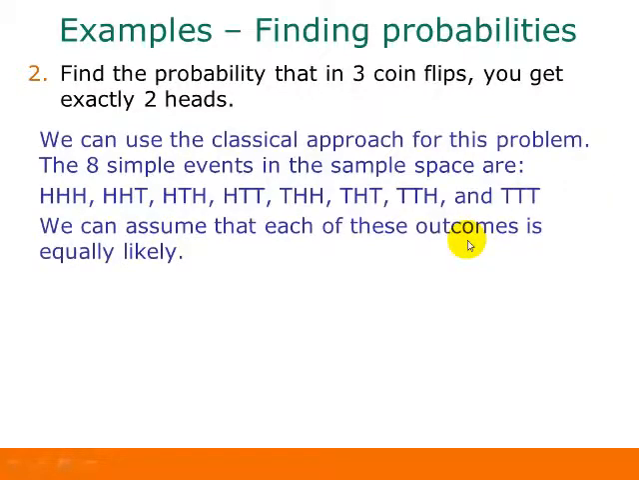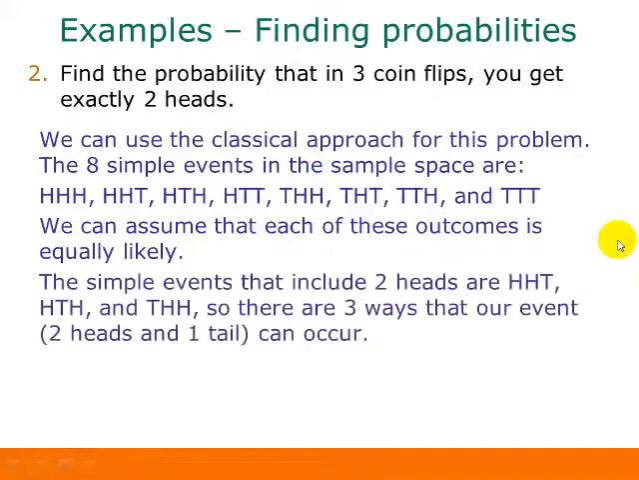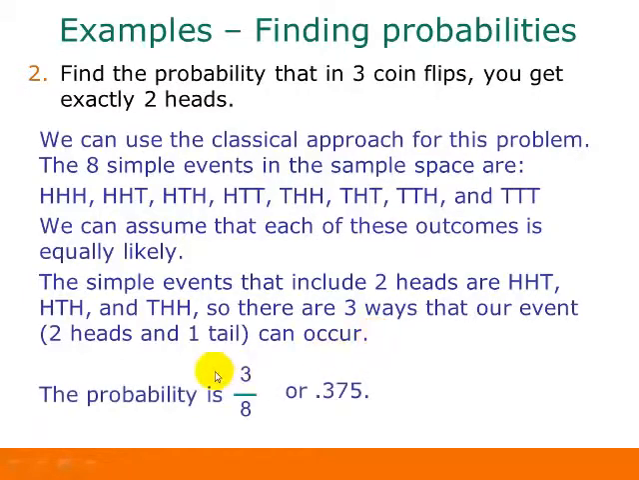We can assume that each of these outcomes is equally likely. And we're looking for the probability that we get exactly 2 heads out of our 3 flips. If we look at our events in our sample space, the ones that have 2 heads are head, head, tail; tail, head, head; and head, tail, head. So that tells us there are 3 ways out of the 8 in our sample space that our event can occur. That means our probability would be 3 divided by 8, or 0.375.